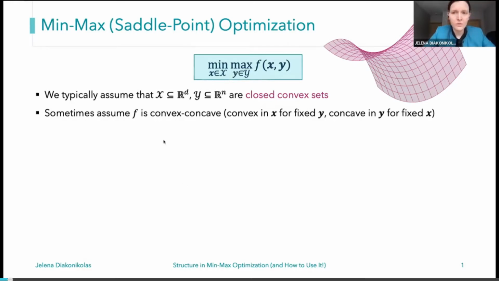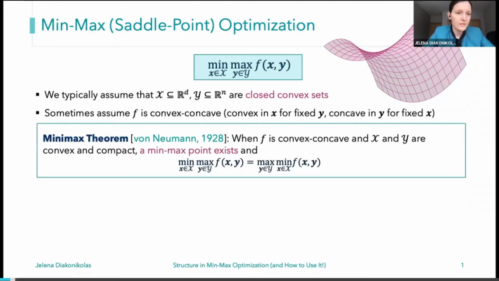Sometimes in the talk, and actually for most of the talk, I will be assuming that this function f is convex-concave, which means convex in x if we fix y and concave in y if we fix x. And one of the most basic results that started the whole area is the minimax theorem due to von Neumann, which tells us that when f is convex-concave, and if these two feasible sets are convex and compact, then a solution to this problem exists, and we can exchange the order of min and max.